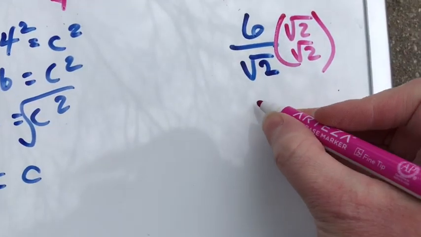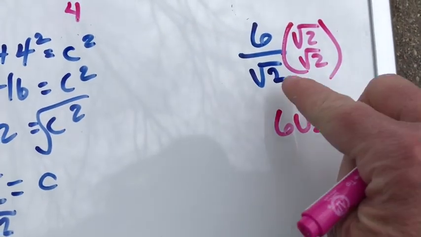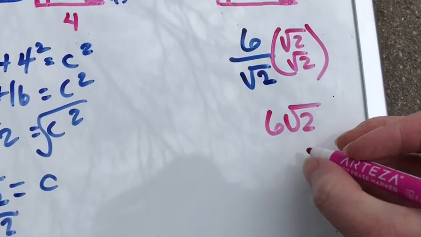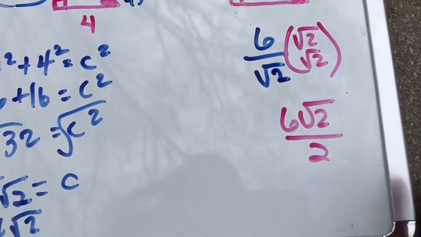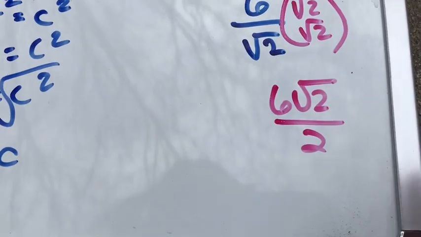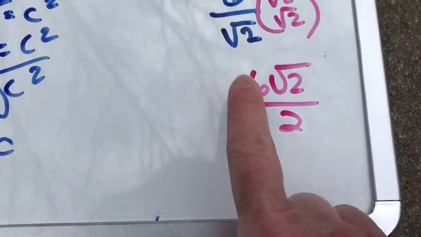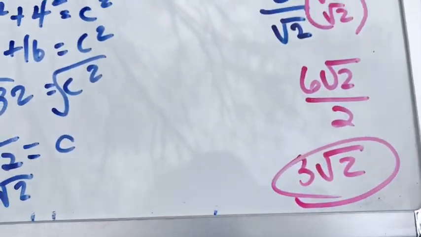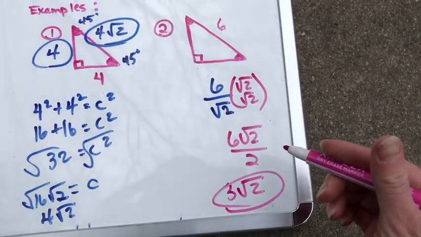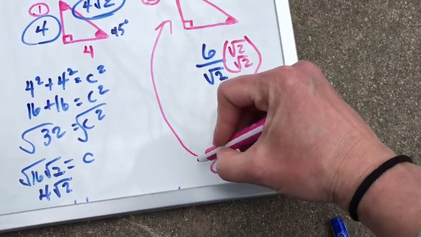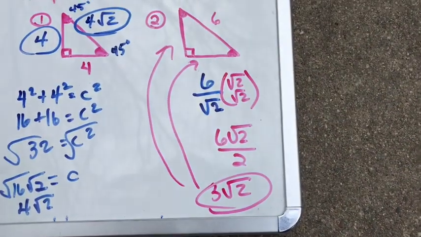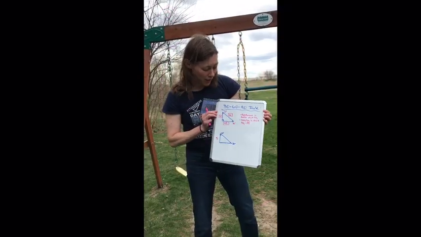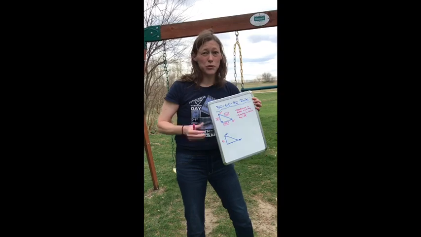So on the top, we get 6 radical 2. And on the bottom, we have radical 2 times radical 2, which is the square root of 4, or 2. So we have 6 radical 2 over 2, okay, which is almost done, but we need to simplify this. So we're going to take 6 divided by 2, or 3 radical 2. So each of the legs on this triangle would be 3 radical 2. Good job, guys.